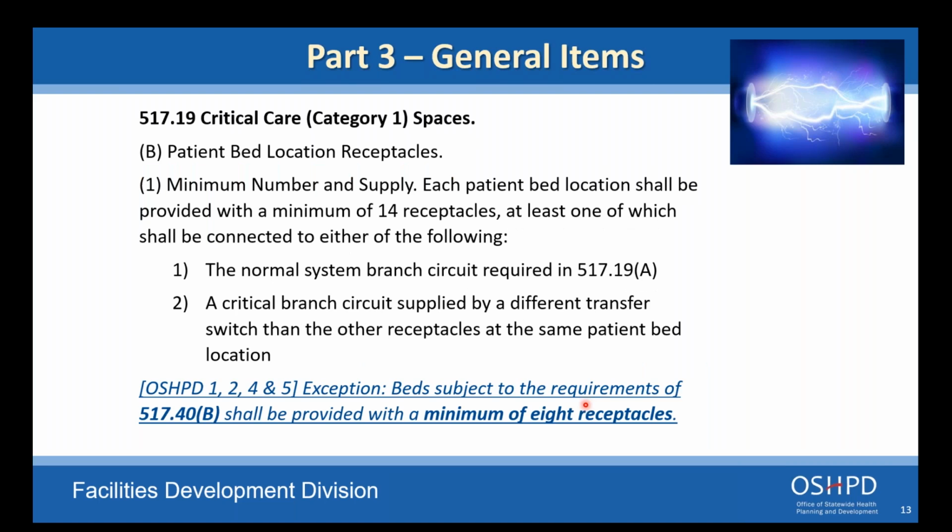We have another update here for the critical care spaces. This is the receptacle requirements. And typically, a critical care location would require 14 receptacles, some served from the normal branch and some served from the critical branch. But for beds subject to the requirements of 517.40b, they shall be provided with a minimum of 8 receptacles. So 517.40b is the requirement for subacute beds in skilled nursing facilities and other OSHPD locations.